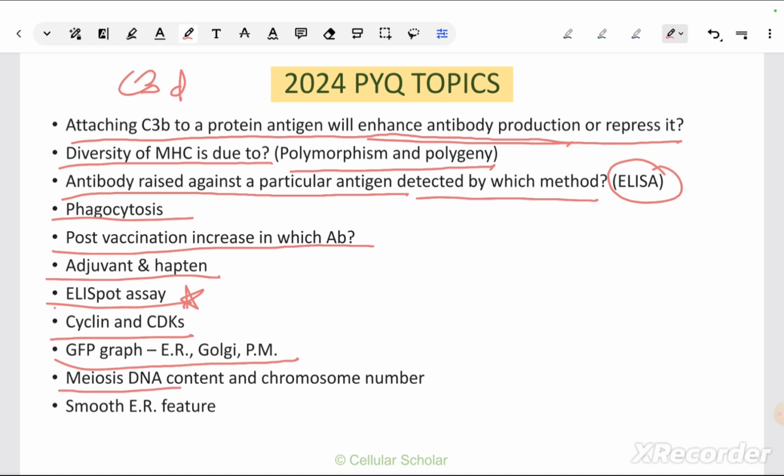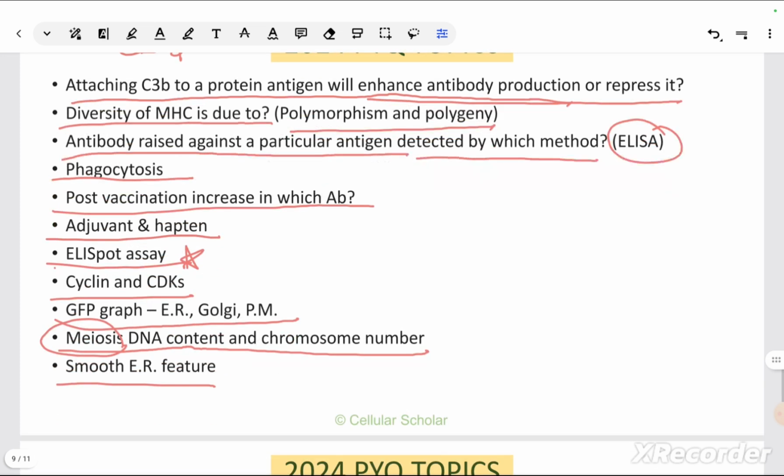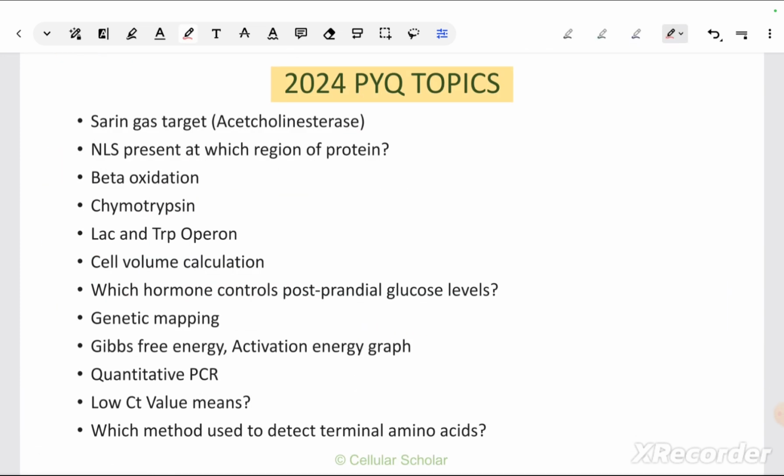Now meiosis, DNA content and chromosome number. Basically, they gave a diploid set of chromosomes, and they asked after meiosis, what will be the effect on DNA content and chromosome number. So meiosis, you should know mitosis as well. Then one question related to smooth ER feature.